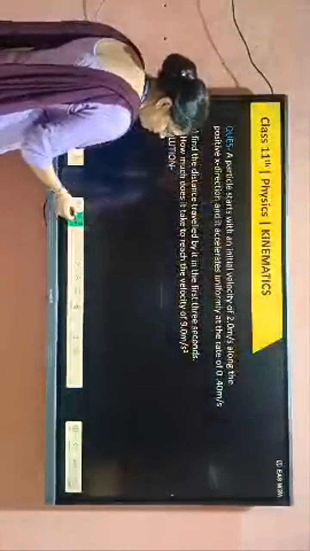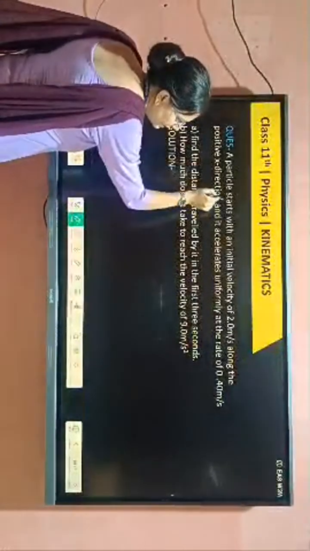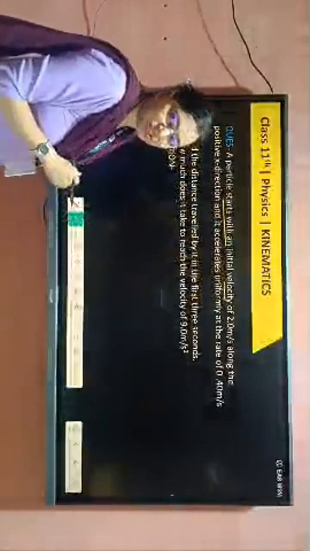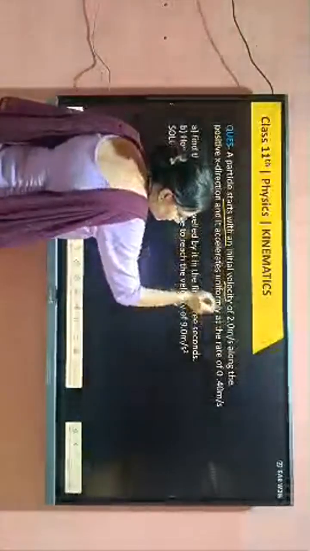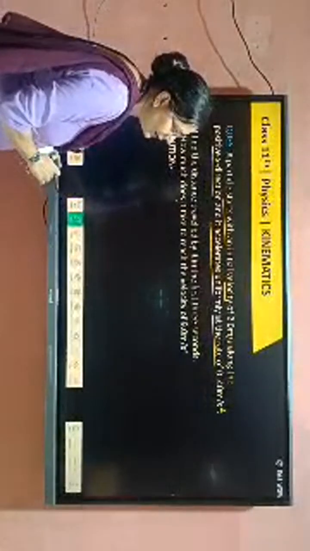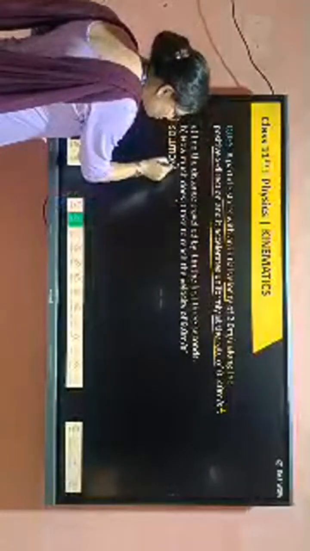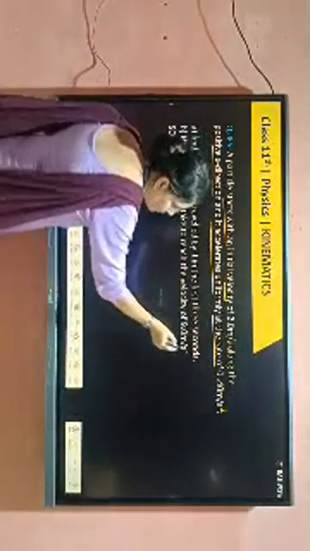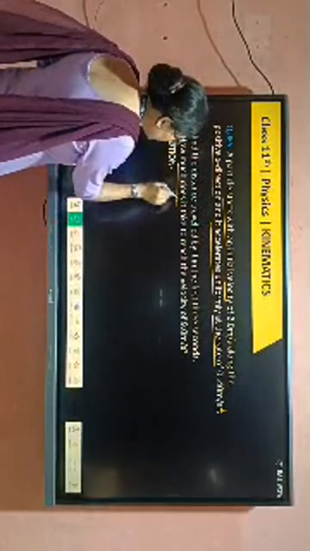Now our first question. A particle starts with an initial velocity of 2 meter per second. We discussed our 3 equations of motion, and using these equations we will solve this question. The initial velocity given in our question is 2 meter per second, and it accelerates uniformly at the rate of 0.40 meter per second square. Find the distance traveled by it in the first 3 seconds. Second question: how much time does it take to reach the velocity of 9 meter per second? Here, how much means you have to find out time.